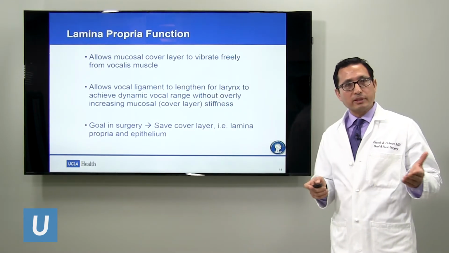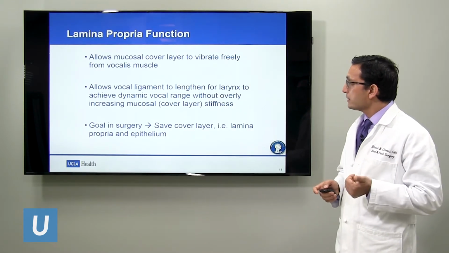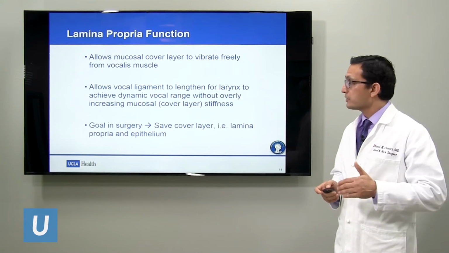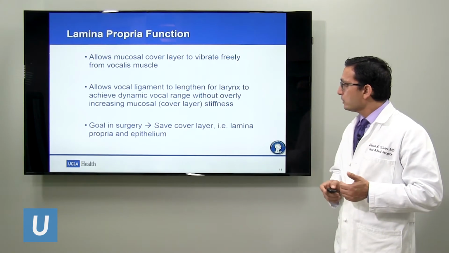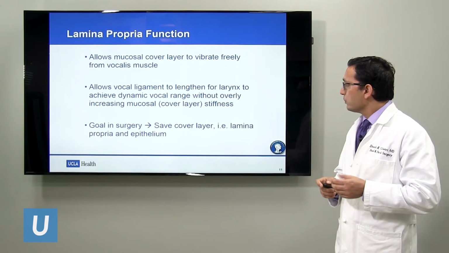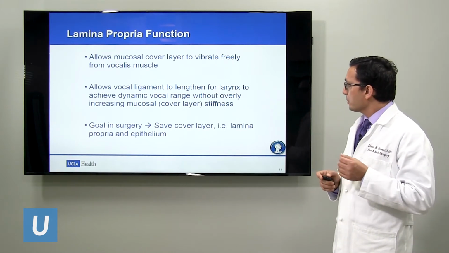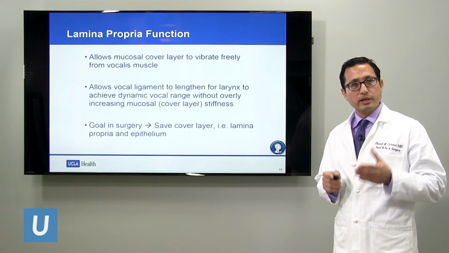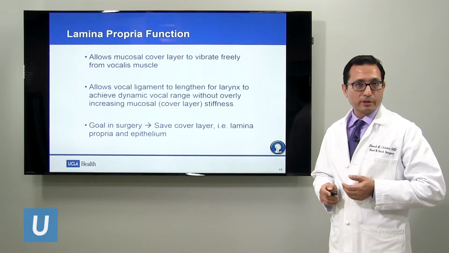What is the function of the lamina propria layer? Well, one, it allows the mucosal cover layer to vibrate freely from the underlying vocalis muscle. It allows the vocal ligament to lengthen for the larynx to achieve the dynamic vocal range without overly increasing the mucosal stiffness. And the goal, therefore, in surgery is to preserve the cover layer, which consists of the lamina propria and the epithelium layers.